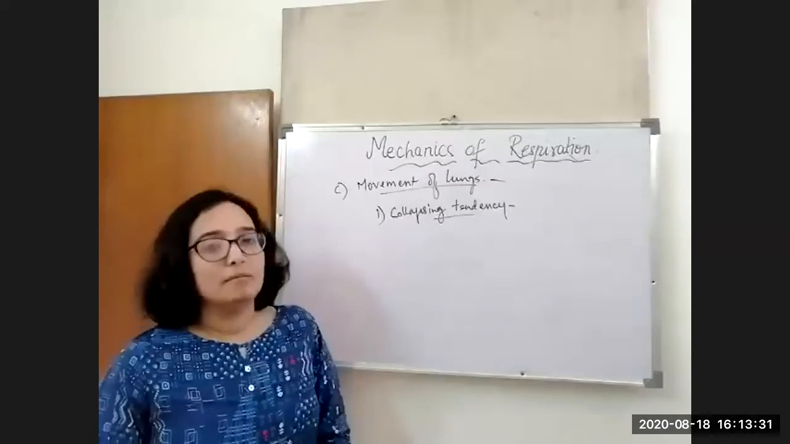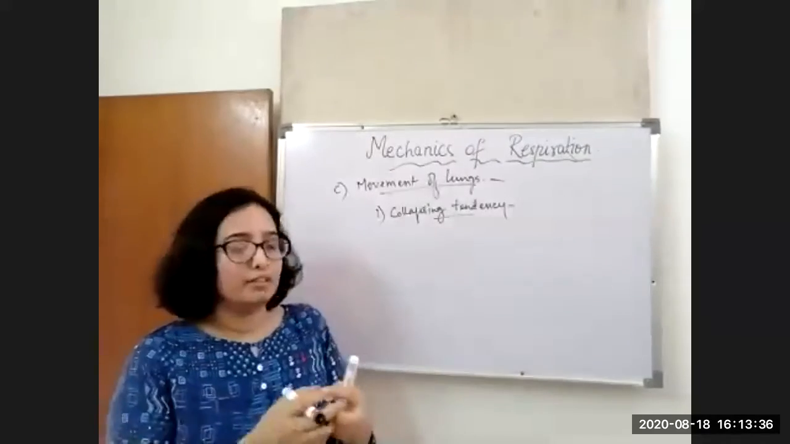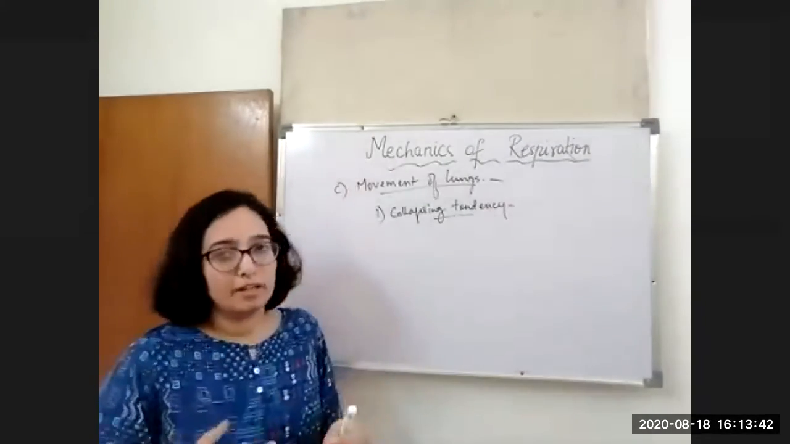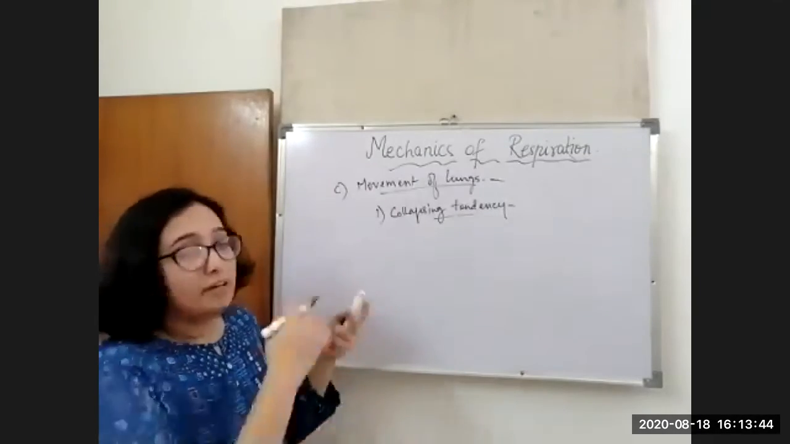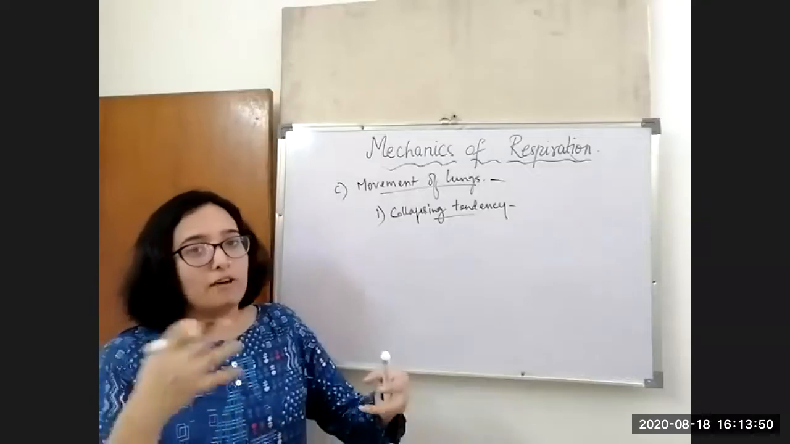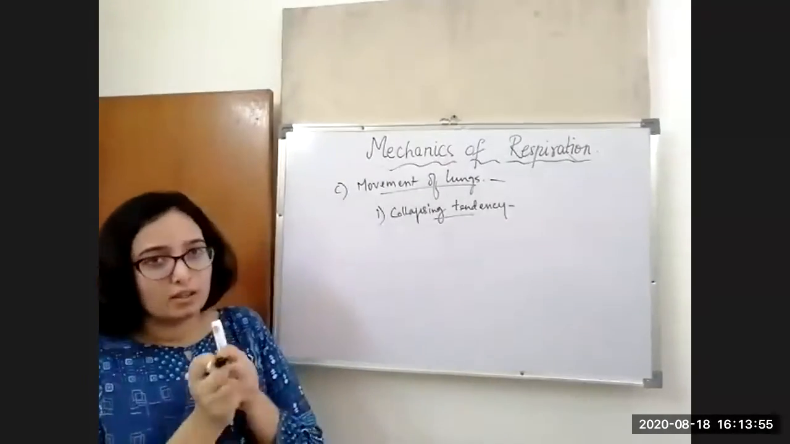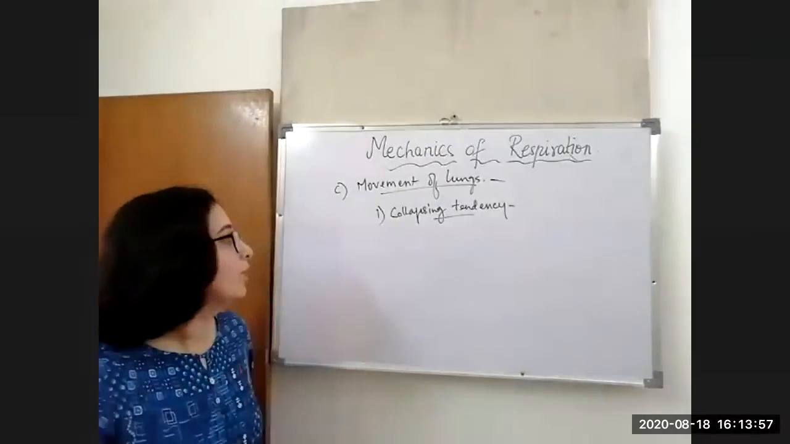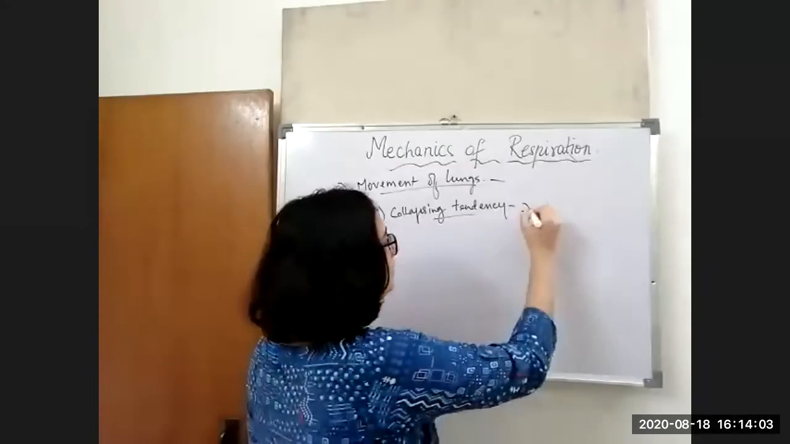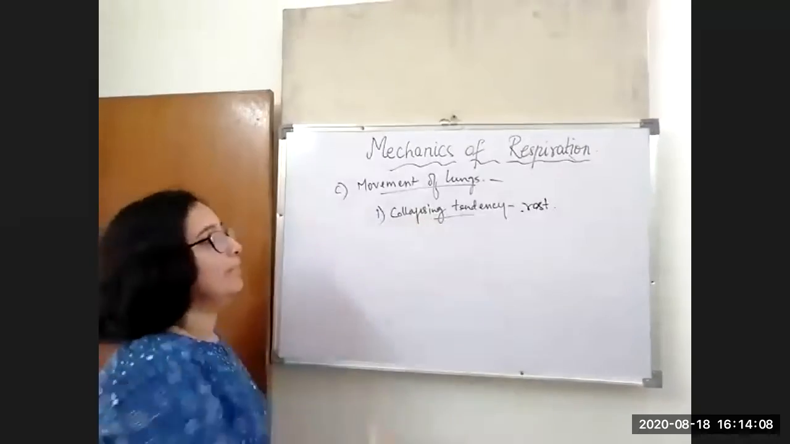This is the same case with lungs, that even in resting condition, it is in a stretched state. So if the factors which prevent this collapsing tendency are not present, then the lungs will collapse to their original position and shrink. This is the collapsing tendency which is present even during resting condition. Even when we are not breathing, this collapsing tendency is present.